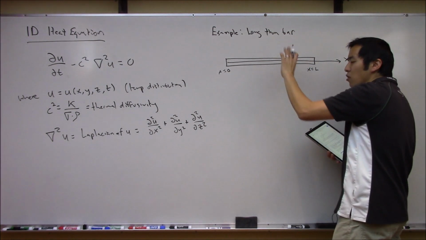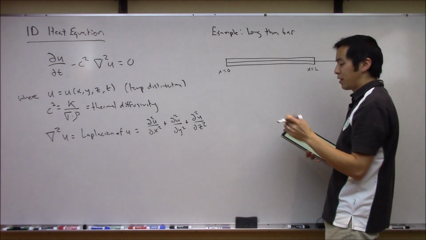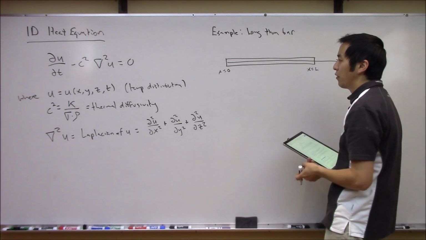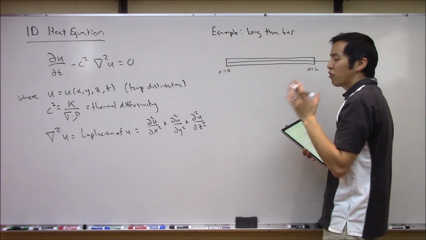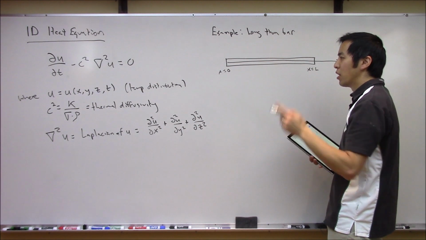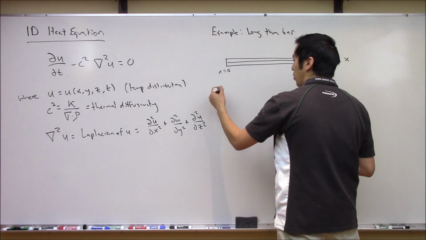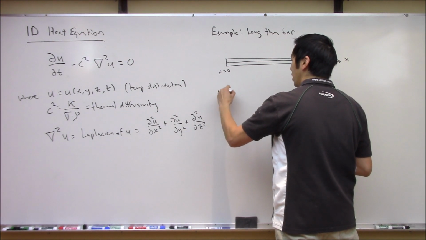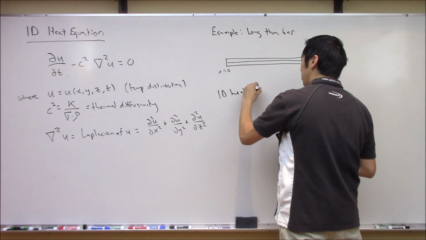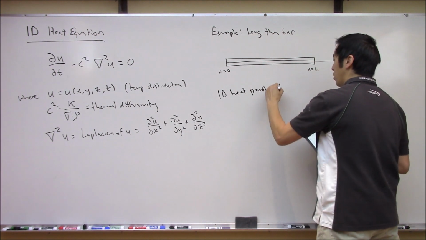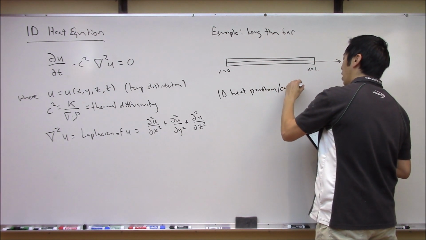And it really has no dimension or depth in the y or in the z. So it's this concept of a one spatial dimension system with one temporal dimension t. So that's just maybe a quick note. This is sometimes referred to as the 1D heat problem or equation. Let's write that down here.